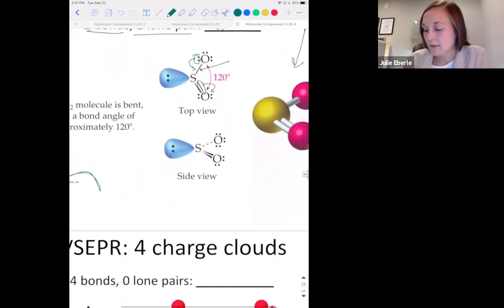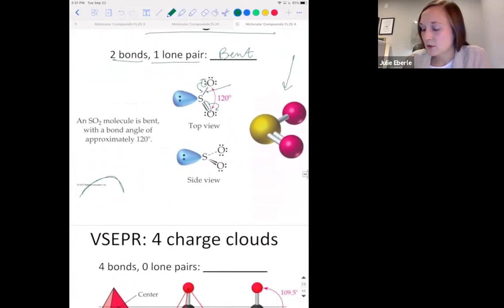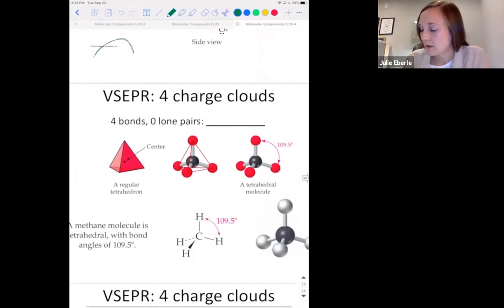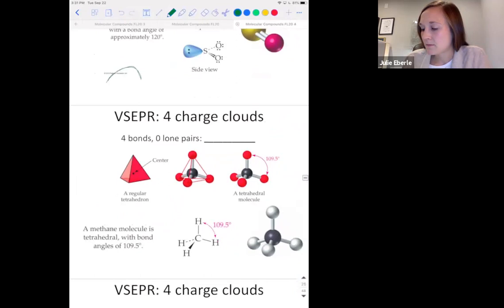All that to say is this has been 2 bonded atoms, 1 lone pair. Here's a visual of a molecule like that. Okay, 4 charge clouds. So remember, there's 3 different ways this can happen. The first way would be 4 bonded atoms, 0 lone pairs. This is called tetrahedral.